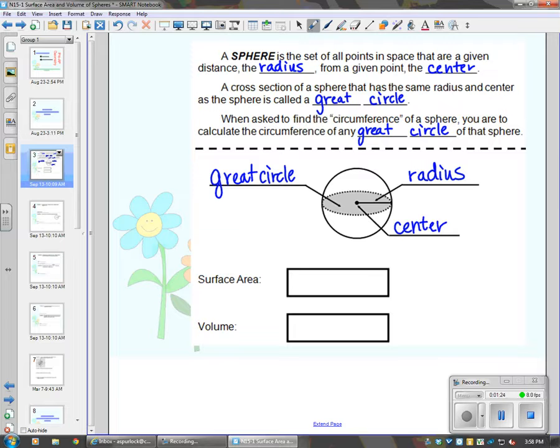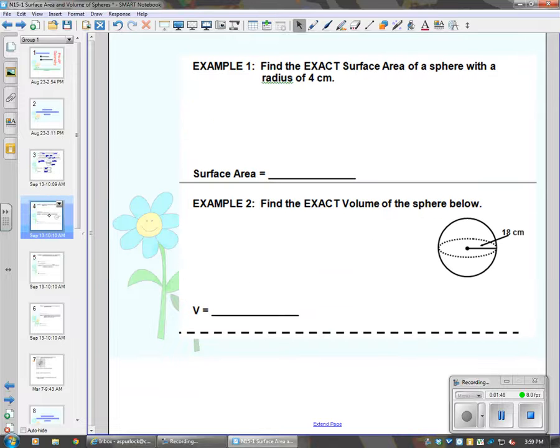There are a couple of formulas you have to remember for this lesson. Surface area of a sphere is given by the formula 4 pi r squared. Volume of a sphere is given by 4/3 pi r cubed. Remember those formulas. You're going to need them for the coming tests and for this whole lesson today as well. All right, so let's start working some examples.